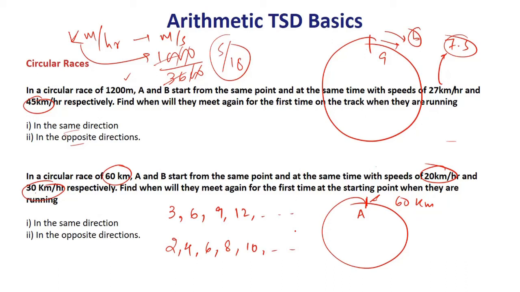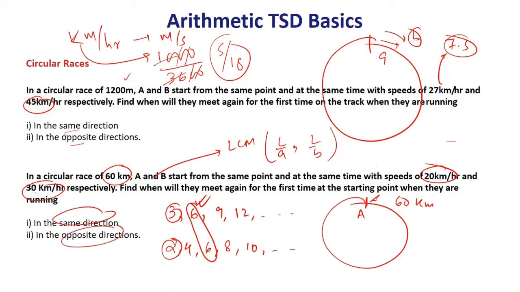Now if you think about it, when do they come to the starting point and meet up? It will be nothing but the LCM of 3 and 2, which is 6. See, that's the common time, right? So what's the answer here? In this case, the answer is LCM of length upon speed of A, length upon speed of B, irrespective of same direction or opposite direction. It will take the same time to meet at the starting point, right?